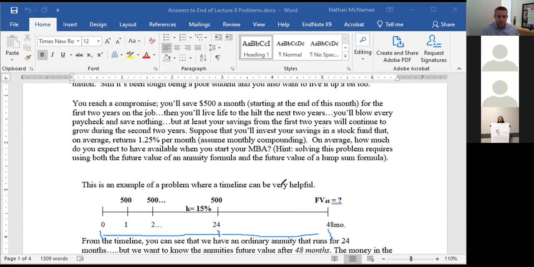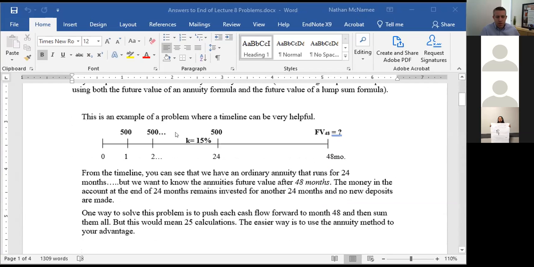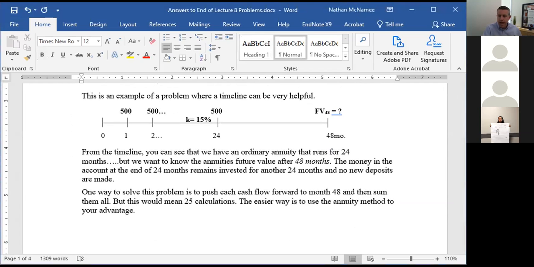So for the first one, from the timeline, we can see that we have an ordinary annuity that runs for 24 months. So let's calculate that ordinary annuity together. Sam, or McCall, I can't remember which one of you was using the formulas, if you want to do that, the future value of an annuity formula. What we've got here is, well, let's start with present value. What is present value?